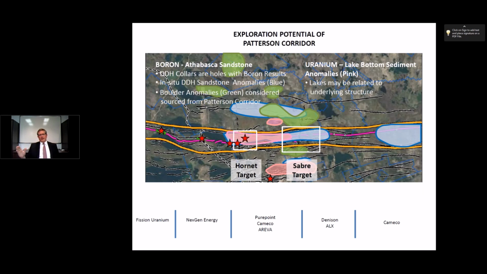As you move further into the deeper parts of the basin to the right, because of the depth of the sandstone, you're not likely to see the same sort of indicators showing up on surface, in boulders, or in lake bottom sediment. So again, we have less data to go by as we get deeper because we don't have those indicators showing up on surface. What we do have there in terms of the boron comes purely from a very small number of drill holes that were put down out in that end.